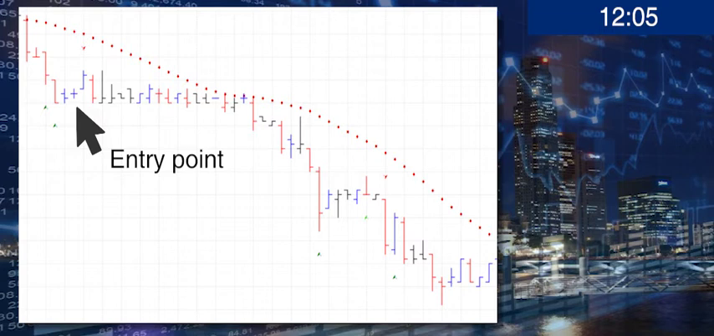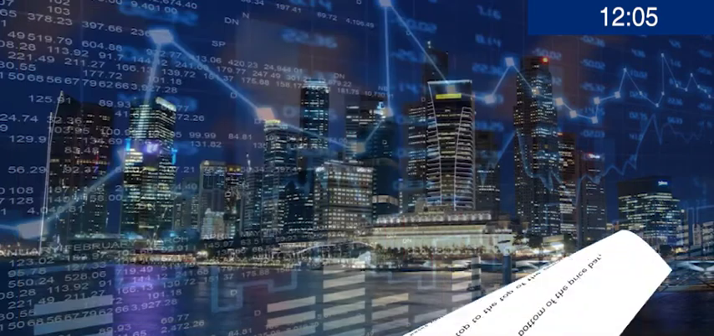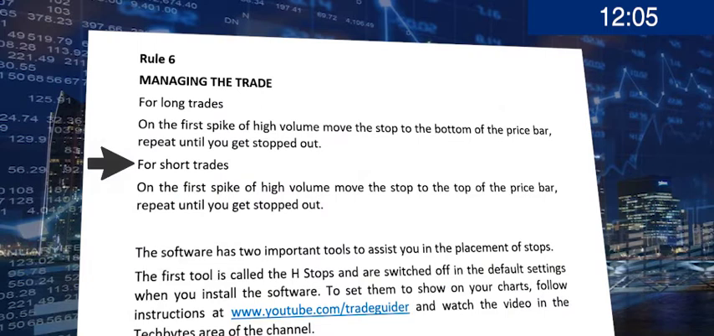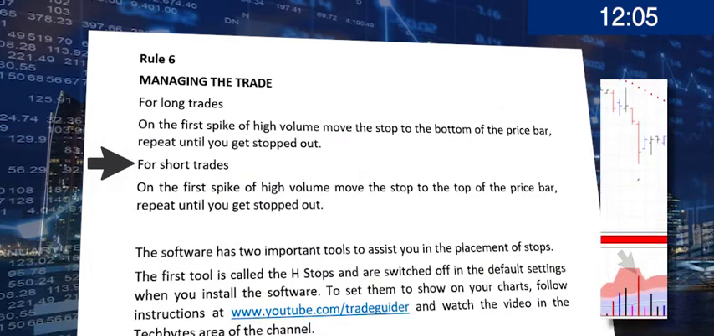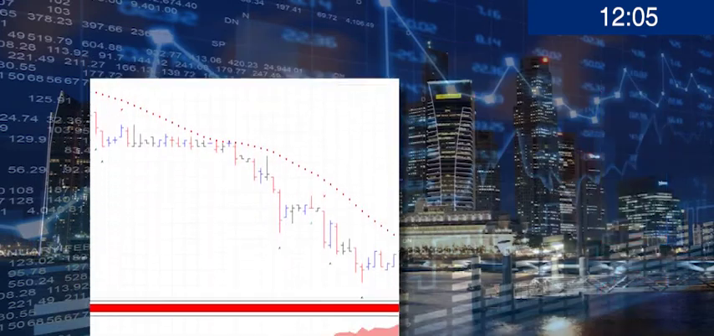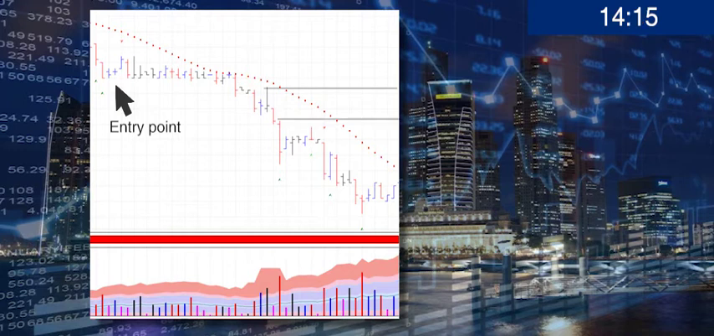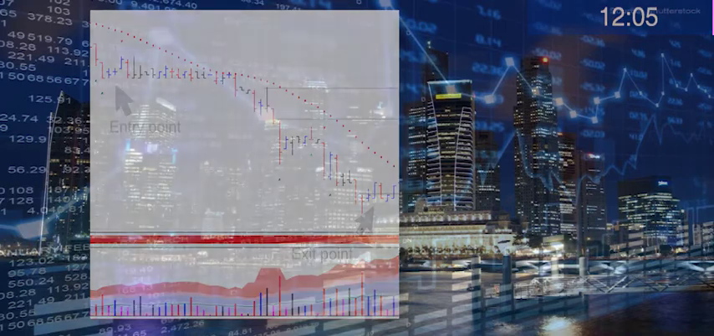So the trade has been entered and now it has to be managed to minimise risk and lock in profits as soon as possible. Rule 6 says that on the first spike of high volume, you move your stop to the top of the price bar and then repeat until you get stopped out. Here are the points where the stop loss was moved to during the trade. Finally, on this bar, the trade exits as the price rises through the stop.